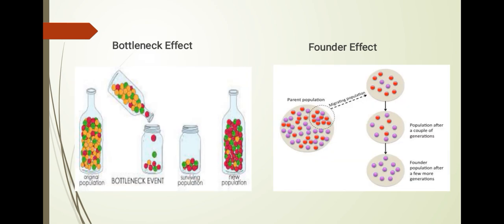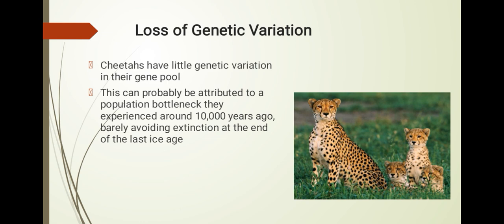Bottleneck effect: original population, bottleneck effect, surviving population, new population. Founder effect: parent population, migrating population, population after a couple of generations, founder population after a few more generations. Loss of genetic variation: cheetahs have little genetic variation in their gene pool. This can probably be attributed to a population bottleneck they experienced around 10,000 years ago, barely avoiding extinction at the end of the last ice age.